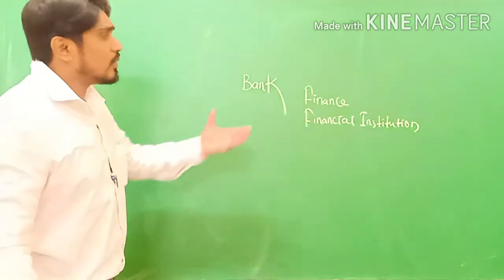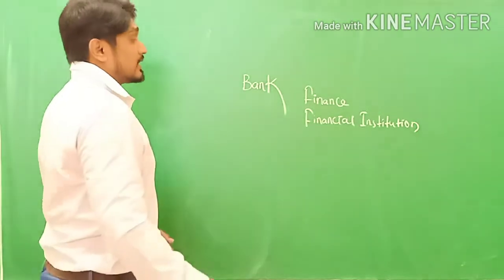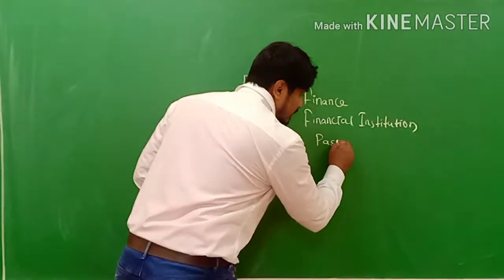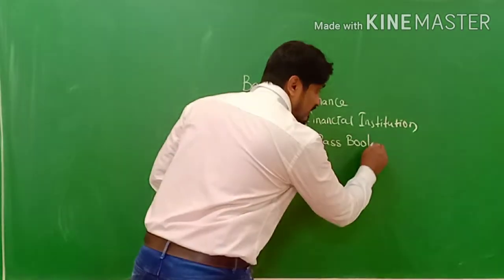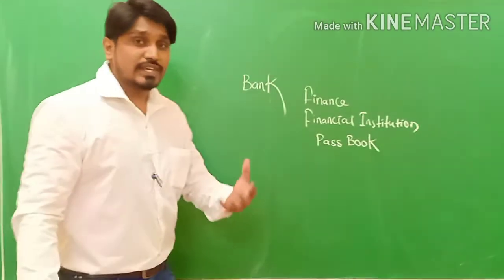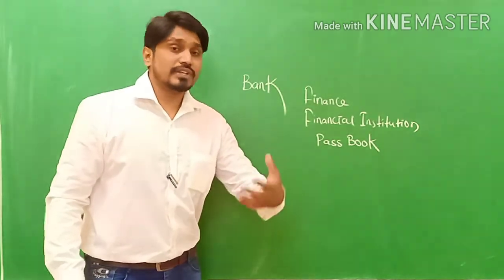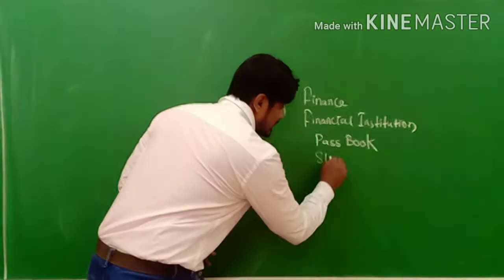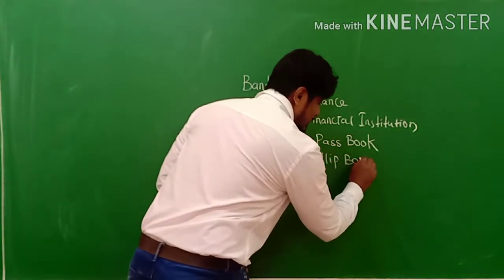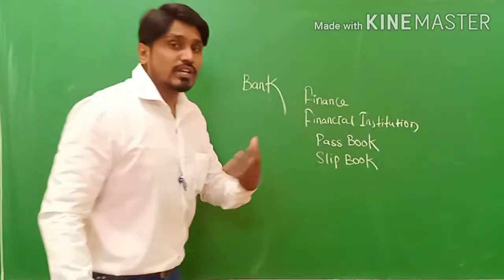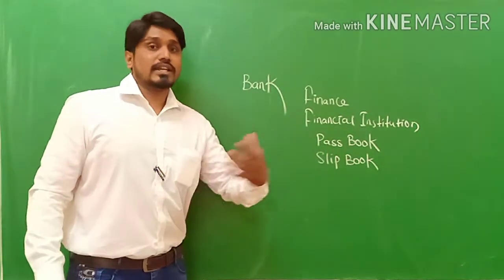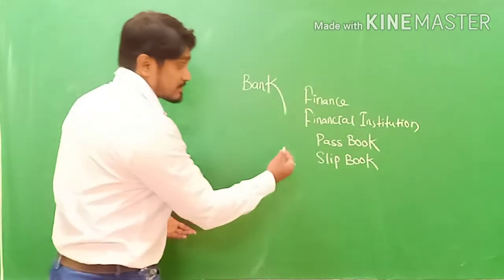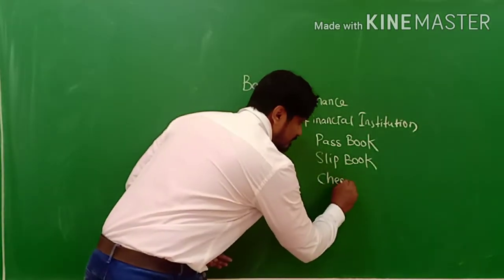When I hear bank, one is financial institution, then opening of an account and getting a passbook. Passbook is related to bank. Once we open our bank account with any banker, we deposit our money, so the slip book is also very important. You get a slip book or slip paper from the bank. I usually go to the bank, take my slip book, and accordingly deposit and withdraw cash from my bank account.